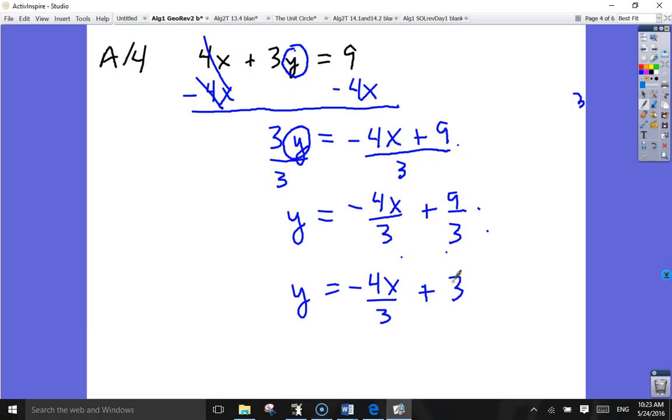So what is the slope of this line? Negative 4/3, right? It's whatever's in front of the x. And what is the y-intercept? 3. Okay. So we're not doing the graphing part. We're going to do the graphing part. Today we're just going to do, let's practice solving for y. Always a good skill.